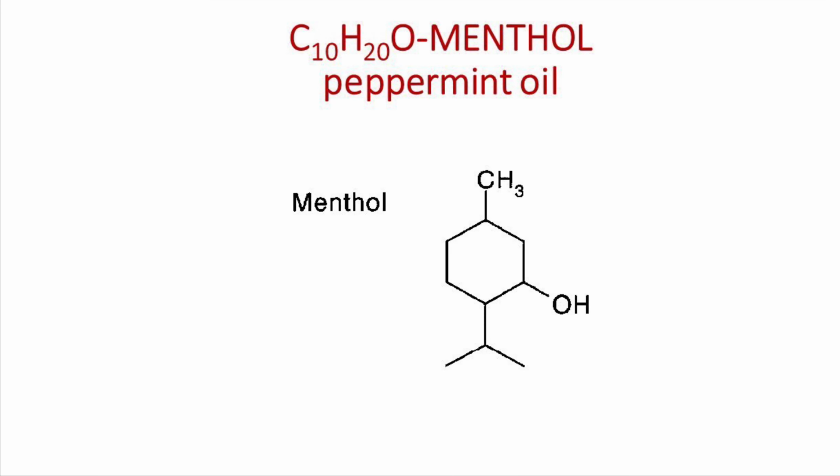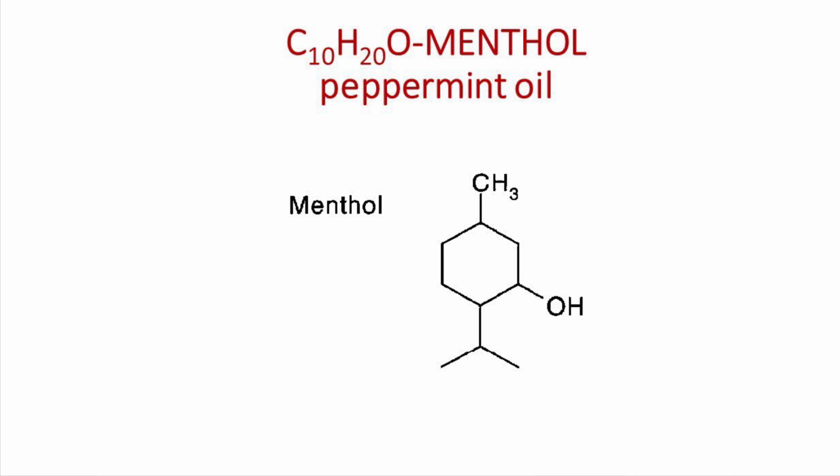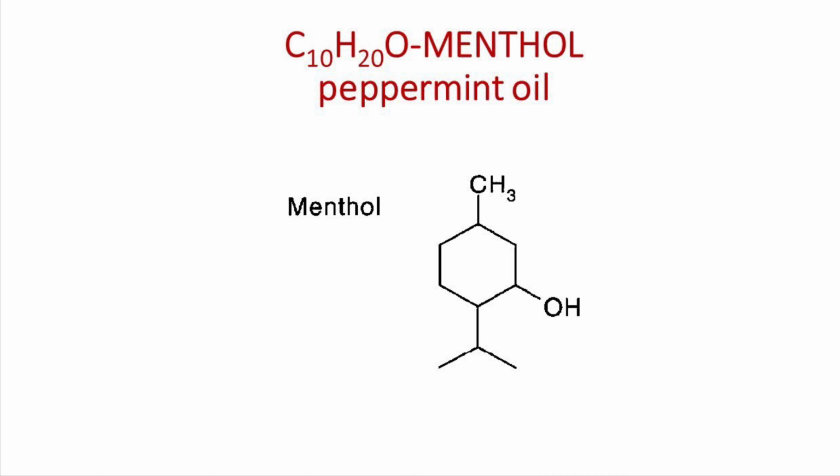Next we can discuss menthol. Menthol is a cyclic terpenoid alcohol. It occurs in peppermint oil up to the extent of 80%. Peppermint oil is chilled, when menthol crystallizes out.